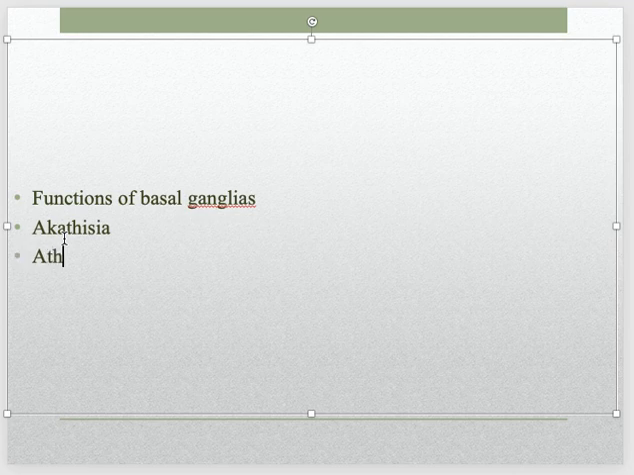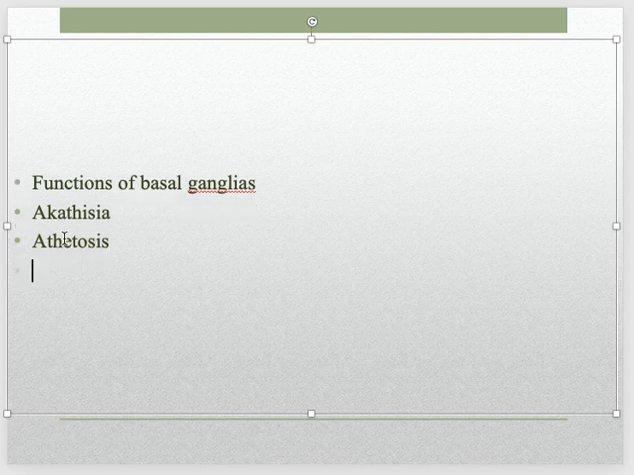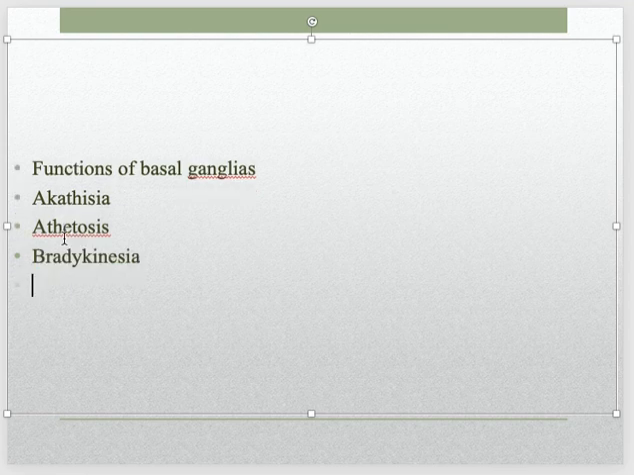Then there is a movement disorder called athetosis. So what is athetosis? It is slow writhing movements, especially in the distal parts, like the fingers. Okay, so athetosis is slow writhing movements distally in the fingers. Now, one thing: brady means slow, kinesia means movement. This one is typically related to Parkinson's disease. So simply, slow and small movement is called bradykinesia.